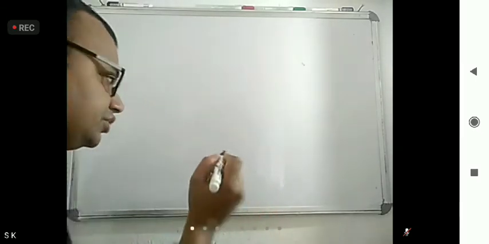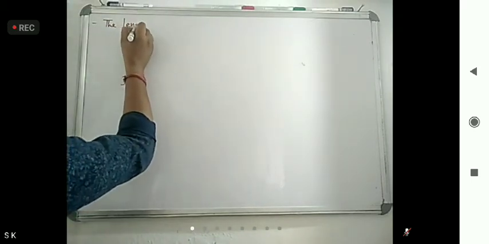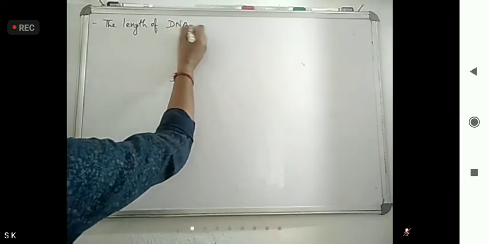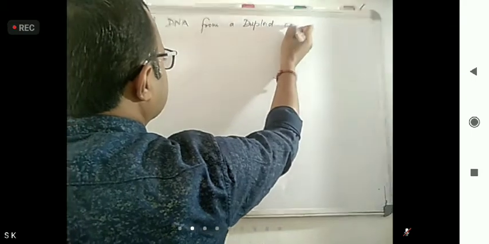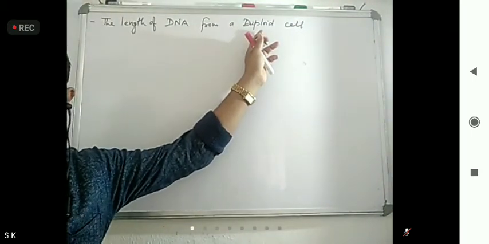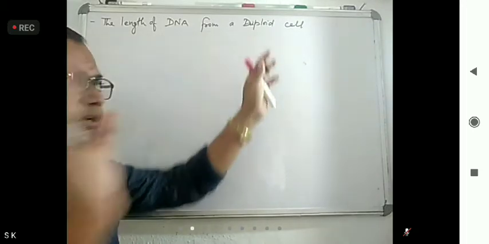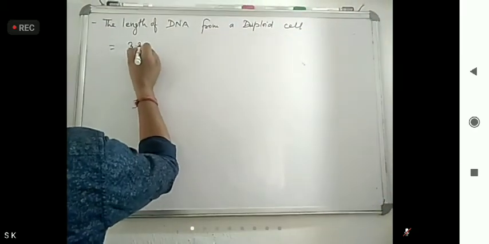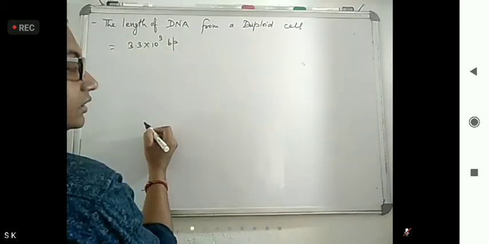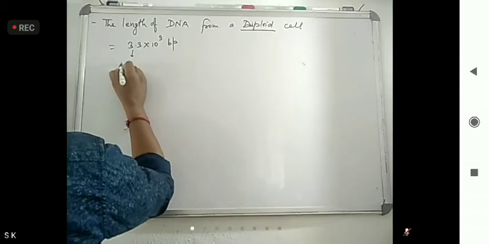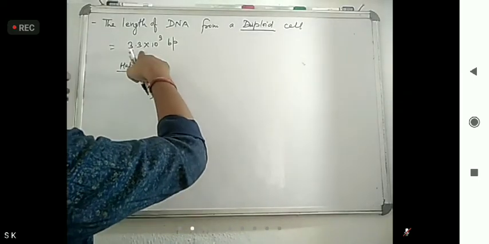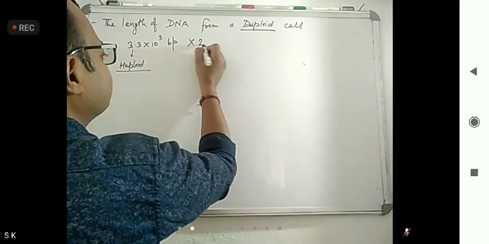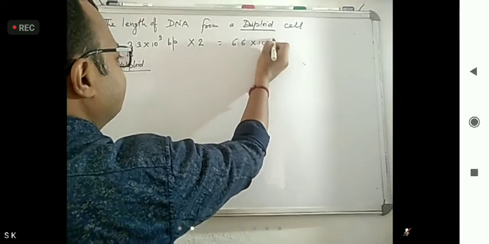We already studied the length of DNA from a diploid cell. Haploid we seen 3.3 into 10 to the power 9 base pair. In the initial classes we have seen base pair in haploid cell is 3.3 into 10 to the power 9. But here it is asking diploid cell, so into 2. So what will come here? 6.6 into 10 to the power 9 base pair.